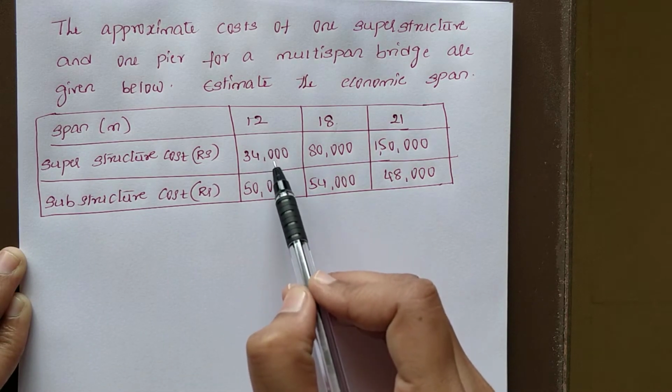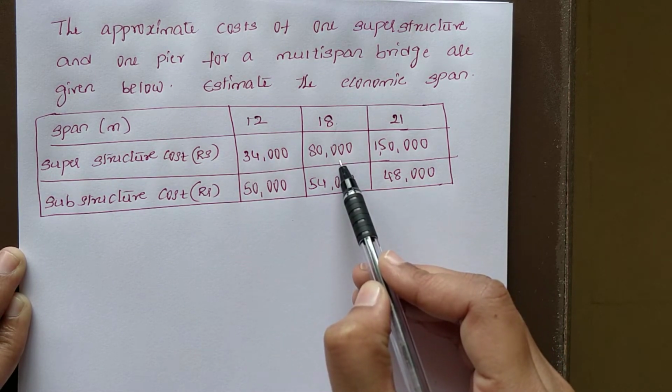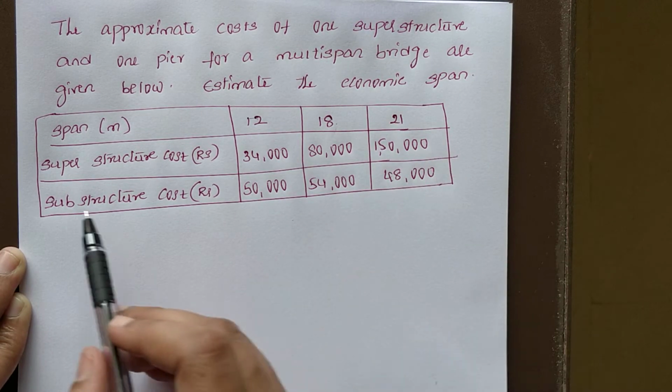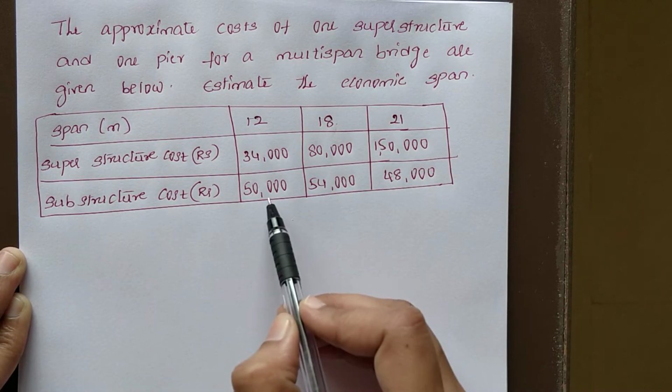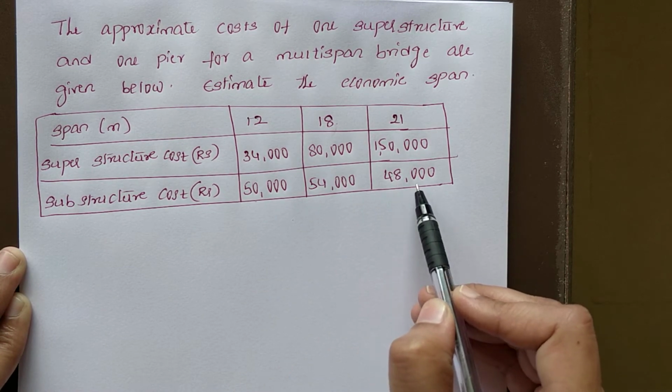For 12 meter span they have given 34,000. For 18 meter span it is 80,000. For 21 meter it is 1,50,000, and the substructure costs are 50,000, 54,000 and 48,000.